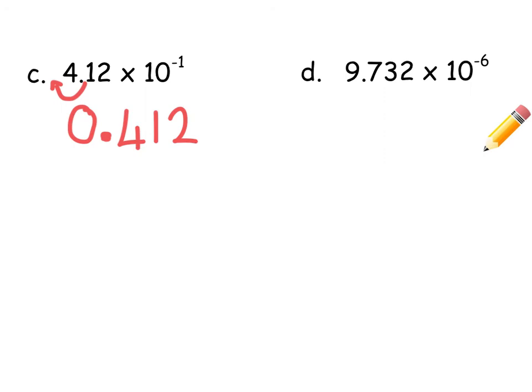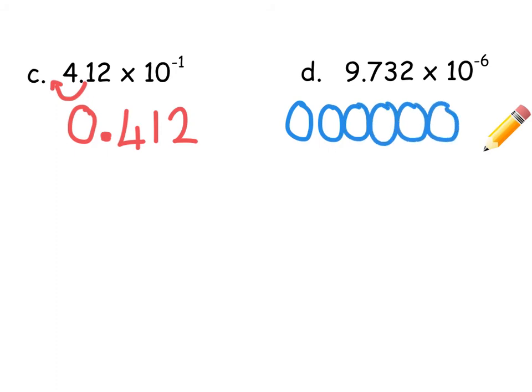This one, 9.732 to the power negative 6. So I need 6 zeros at the start. So I'm going to do 1, 2, 3, 4, 5, 6. My decimal point has to go after that first zero. And then I'm going to put in the rest of the numbers, which is 9, 7, 3, 2. Had to squeeze that in there a wee bit.